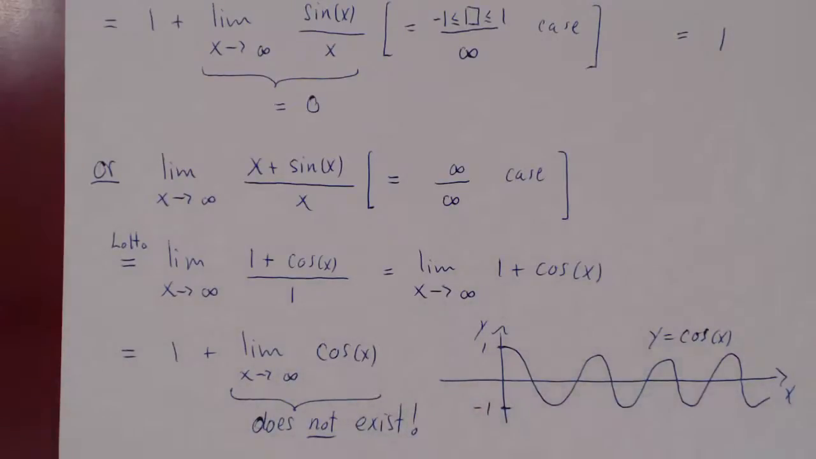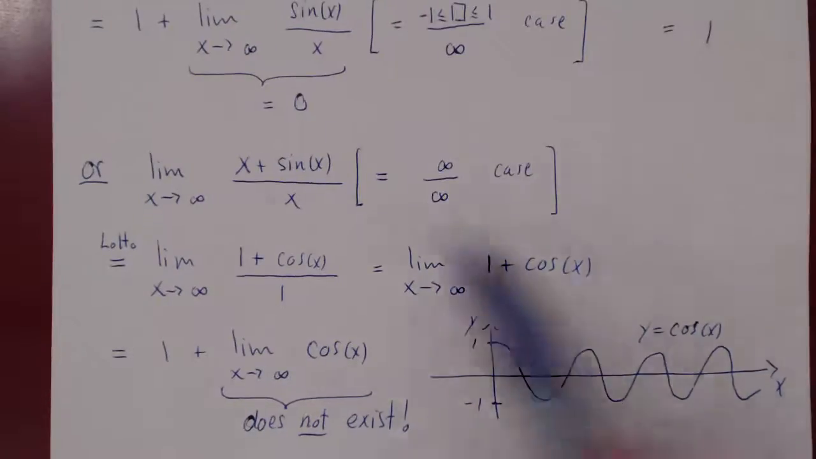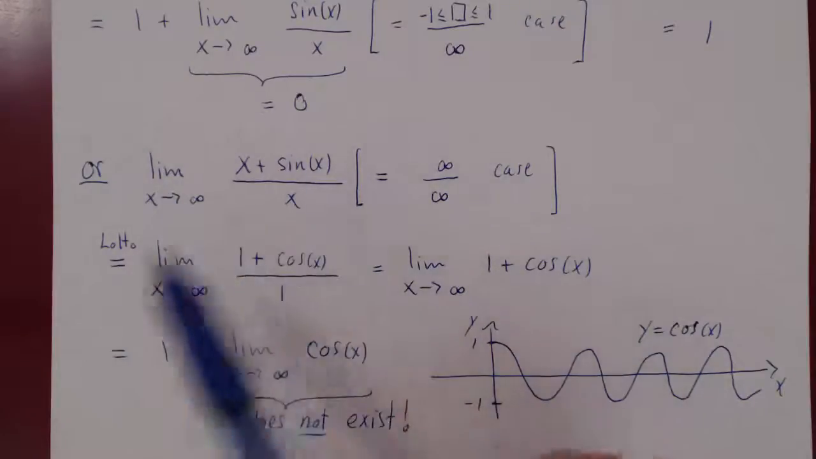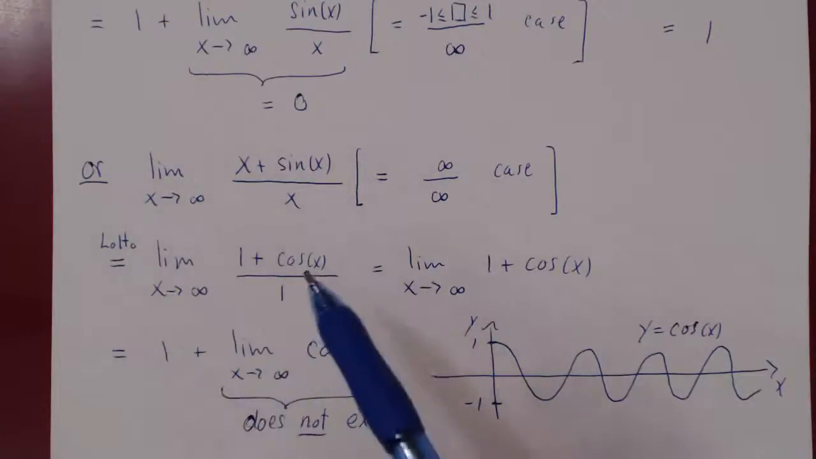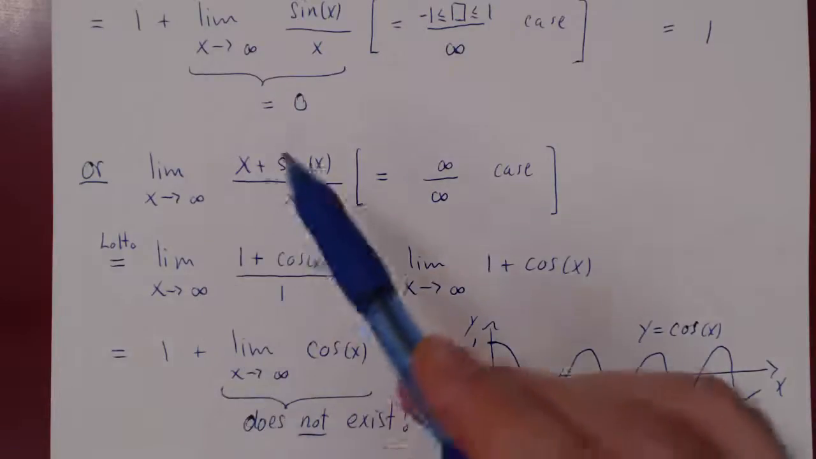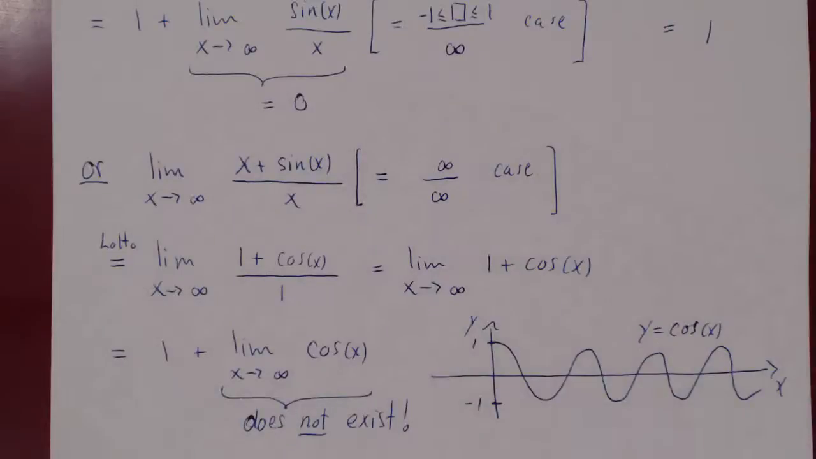So look at that. If you add to 1 something which does not exist, the whole thing does not exist. So it looks like, if we're being careless, that the limit here does not exist, because we said the limit of this equals, by L'Hopital's rule, this limit which does not exist. So you might think, well, therefore, this limit does not exist by L'Hopital's rule.